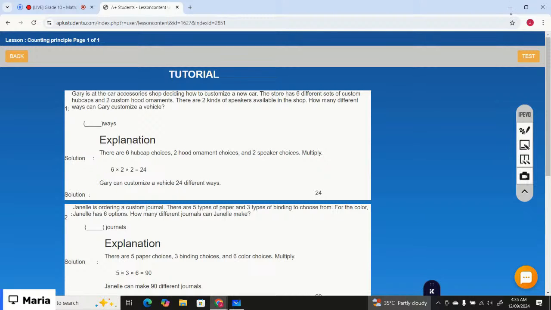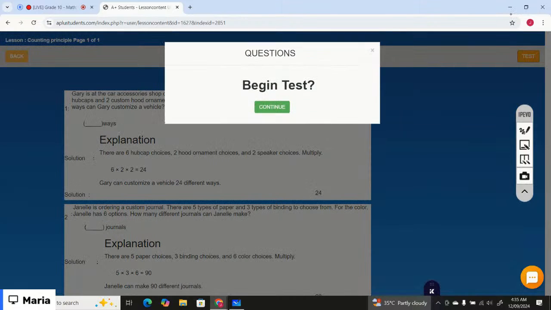The correct option is he has six sets of custom hubcaps, two hood ornaments, and two kinds of speakers. So you have to multiply all these options, 6 times 2 times 2. So that means he has 24 different ways. Let's just start with the test questions.